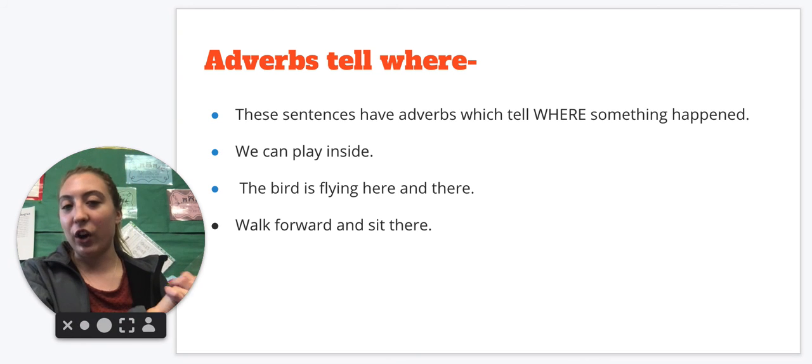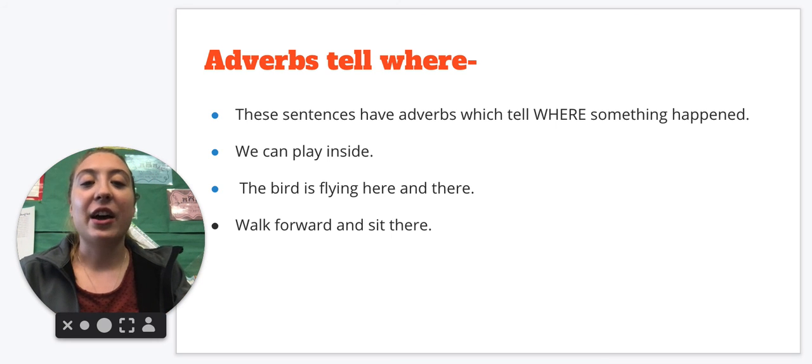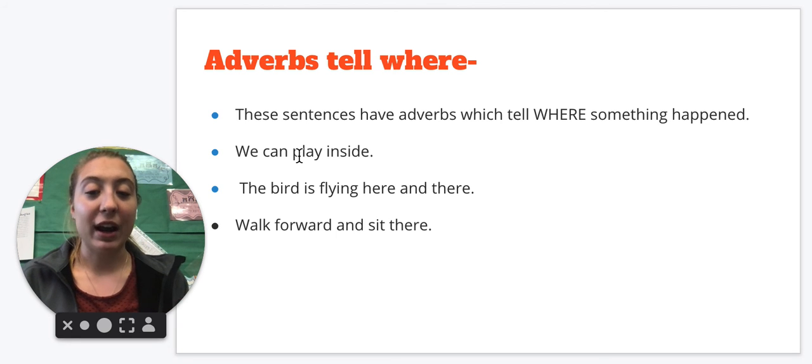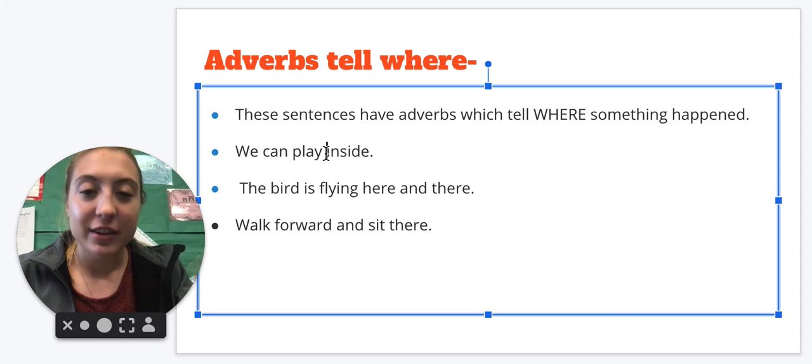Now we're going over our where adverbs. These adverbs tell where something happened. So: we can play inside. So my verb is play. Where can we play? Inside. That's where. So we're going to underline.